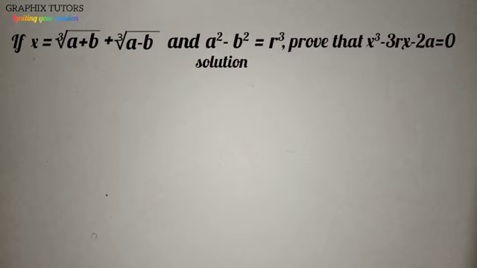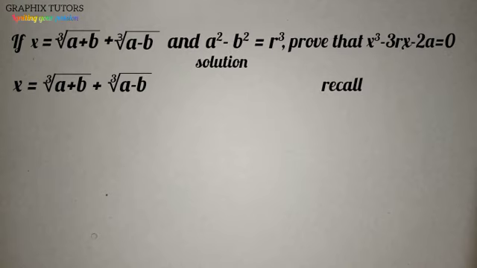Solution. Let's take the first expression. It says x is equal to the cube root of a plus b plus the cube root of a minus b. Recall, if you have the w-th root of v to the power of y, it is going to give us v raised to the power y over w. So whenever you have the root sign on a base, it means that the power will be a fraction.